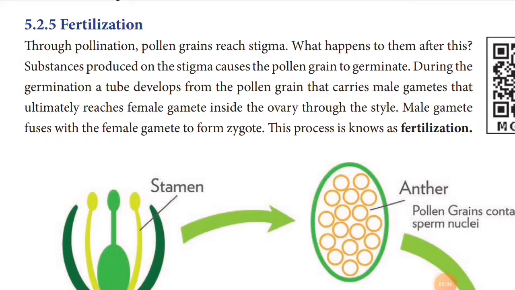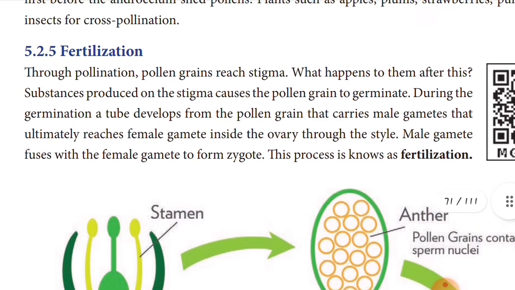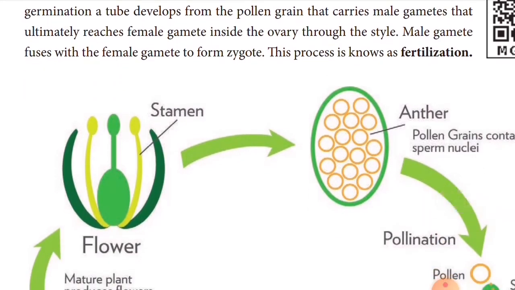Okay, children, next topic: fertilization. What is fertilization, children? A male gamete fuses with a female gamete to form a zygote. This process is known as fertilization. Through pollination, pollen grains reach the stigma. What happens after this, children? A substance produced by the stigma causes the pollen grains to germinate. During this germination, a tube develops from the pollen grain, and the male gametes ultimately reach the female gametes inside the ovary through the style.